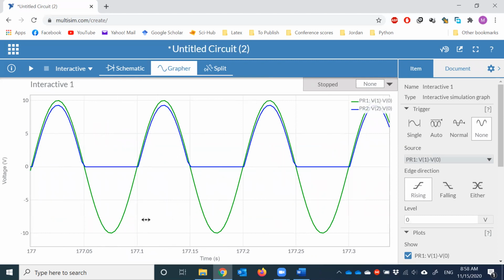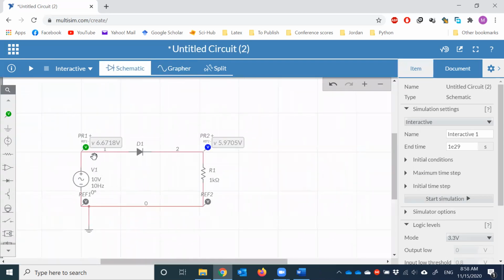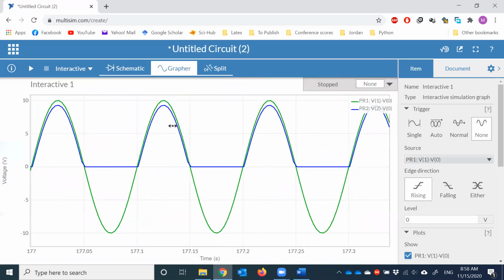Now, let's see. You notice that there are two waveforms. One of them is green and one is blue. Actually, if you go back to the schematic, the green one was the input. The blue one is the output. So I'm expecting the green one to be the full AC signal, and the blue one will become the half-wave rectifier signal, only the positive half cycles. And that's what we see here. So the blue one is only positive half cycles, and the green one is the full signal.